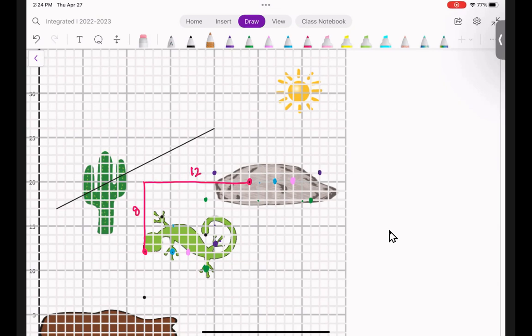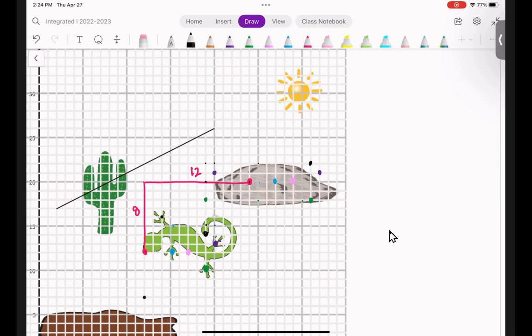I'm going to keep moving on. Here's his tail end, right there. So I'm going to go up 8 again. Here's 1, 6, 7, 8. And I'm going to do 12. So here's 6 and then 12.